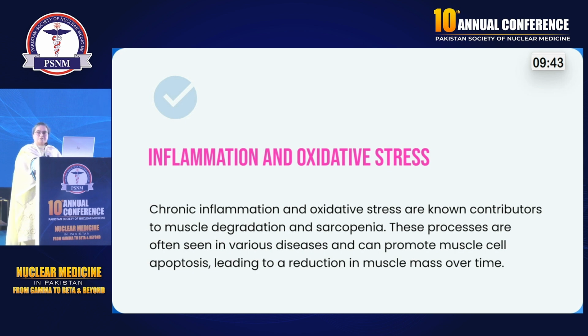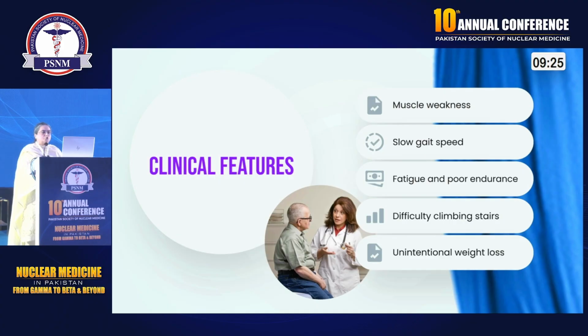Inflammation and oxidative stress are also contributors of sarcopenia because of the production of TNF-alpha and interleukin-6. They can promote muscle cell apoptosis, leading to reduction in muscle mass over time. So how do sarcopenic individuals present? They present with muscle weakness, slow gait speed, fatigue, difficulty in climbing stairs, and unintentional weight loss.